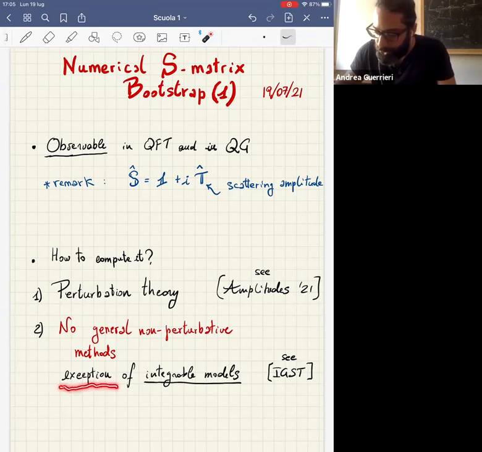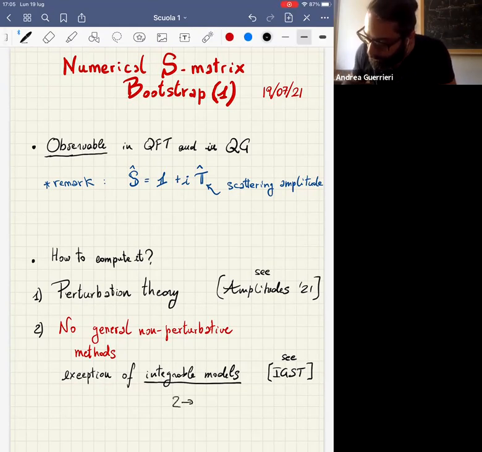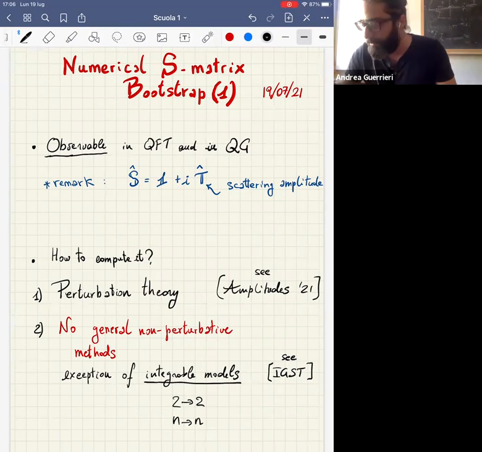Of course, there is an exception given by integrable models, where we have examples of exactly solvable theories, but these theories are not the most generic ones, as integrable models have only 2 to 2 non-trivial scattering amplitudes. All the other higher-point amplitudes, usually n to n, are obtained by factorization. So it's like products of 2 to 2 scattering amplitudes. That's not the most generic amplitude, where we can have particle production and so on. So there are no general non-perturbative methods.